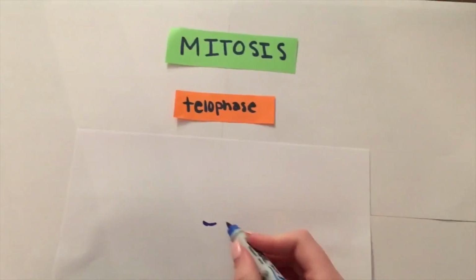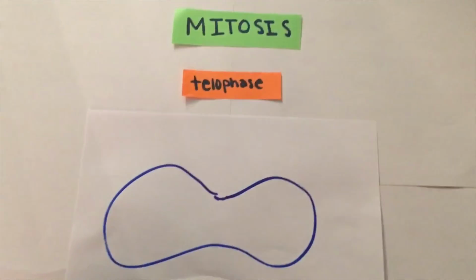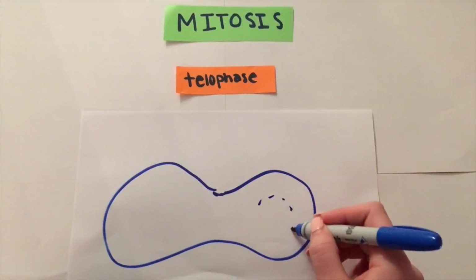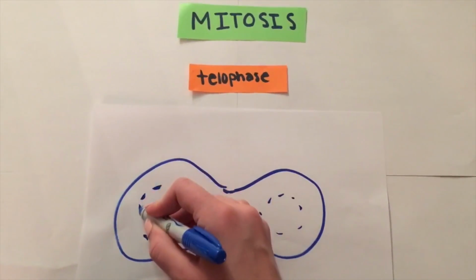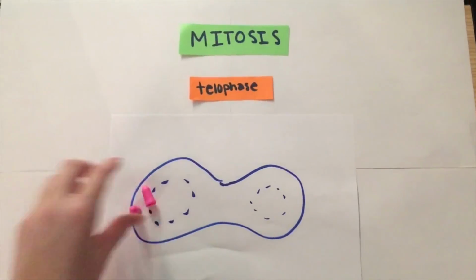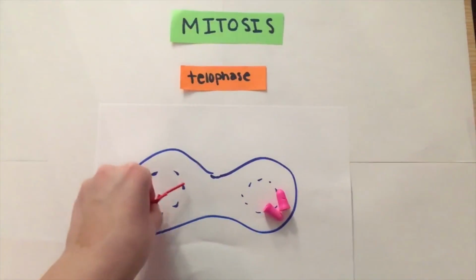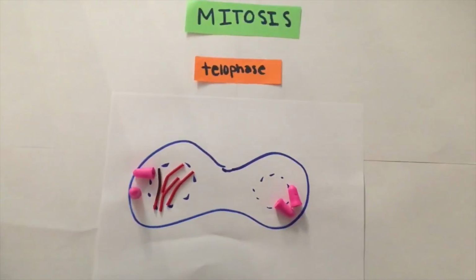The next stage of mitosis is telophase. In telophase, two daughter cells that are exactly identical are forming, and the nuclear envelopes and nucleoli reappear. Chromosomes reach opposite ends and return to chromatin. The fibers disassemble and spindles disappear.